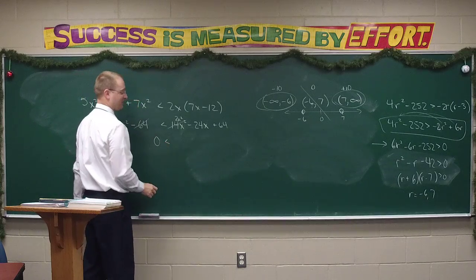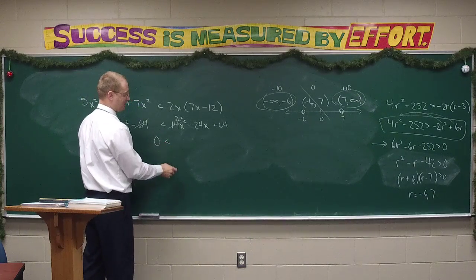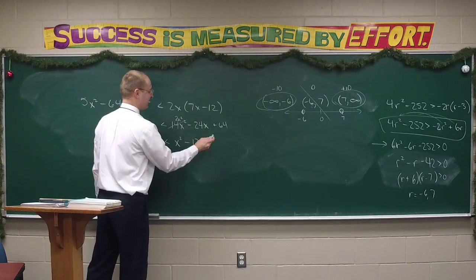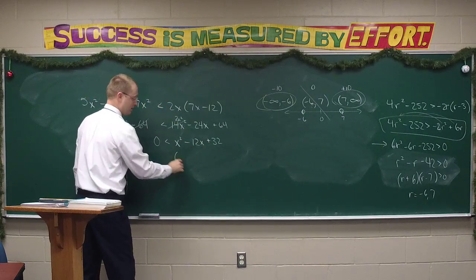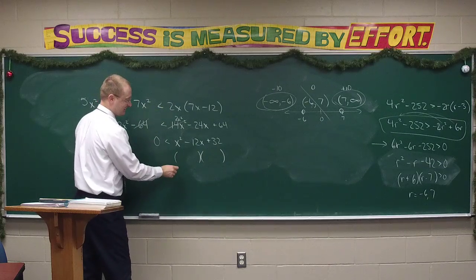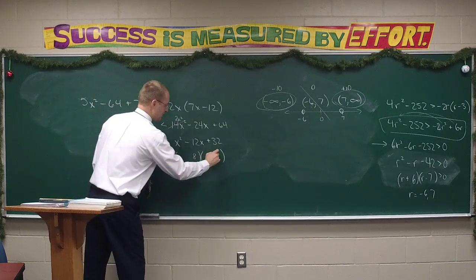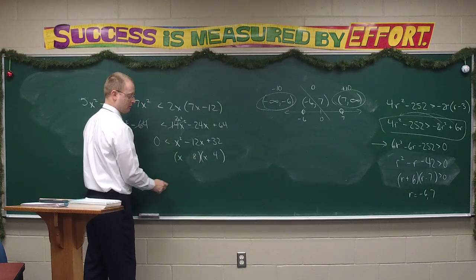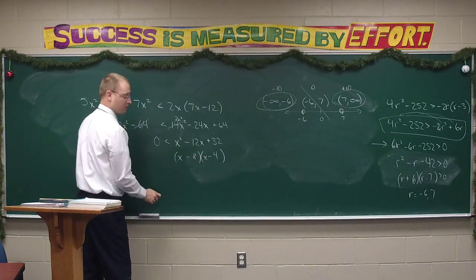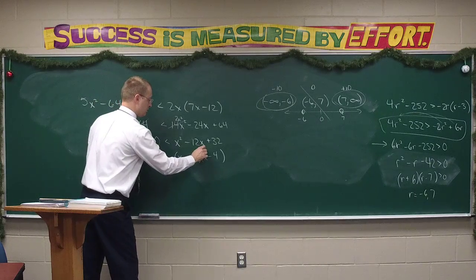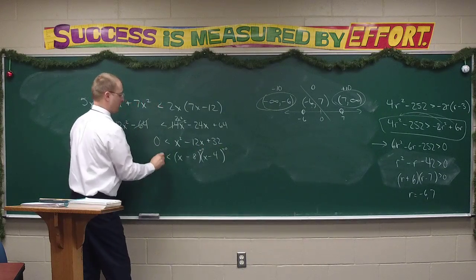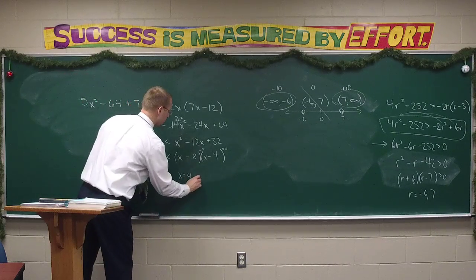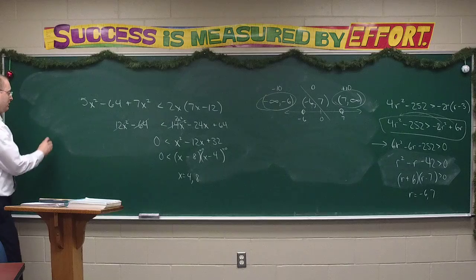And that gives you x squared minus 12x plus 32. Then you can factor. We can do 8 and 4, x and x, and we can do negative, negative. Set it to 0. That gives you 4 and 8. That's what you need, and now we have to do the intervals.